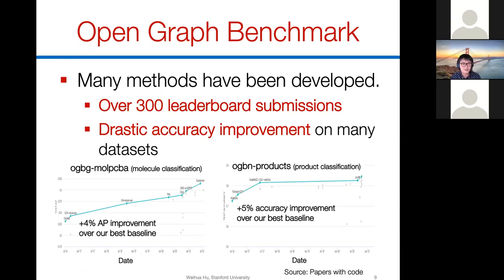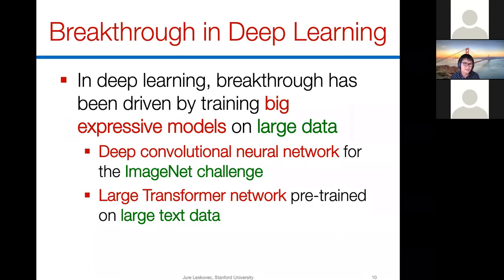However, these innovations are great. However, if we look at the deep learning breakthrough, this breakthrough has been driven by training big expressive models on large data, like deep convolutional networks trained on ImageNet, or large transformer networks trained on large text data. And OGB is larger than existing benchmarks, but they are still very, very small compared to ImageNet or text data that has generated huge success in computer vision and NLP.